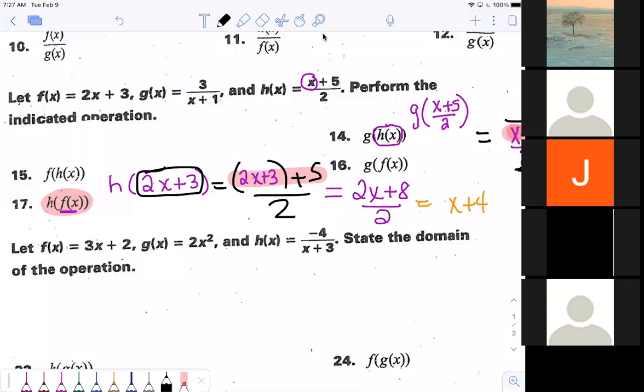So I'm going to just rewrite my answer over here. H of f of x would be equal to x plus 4. Any questions on 17?